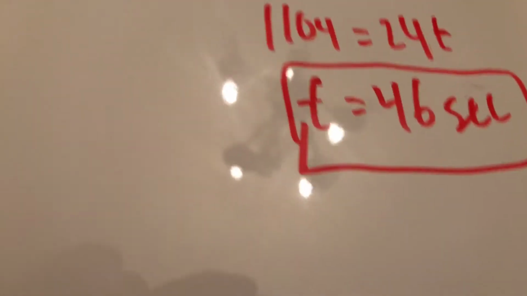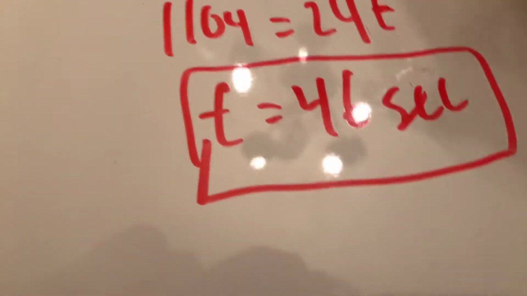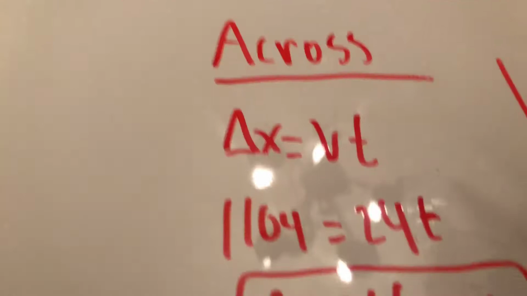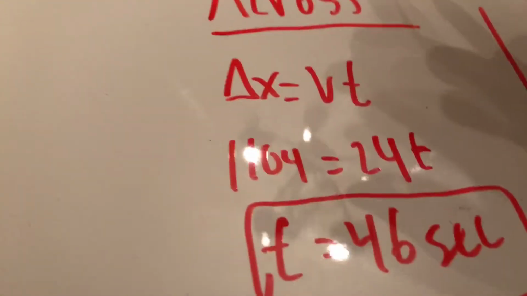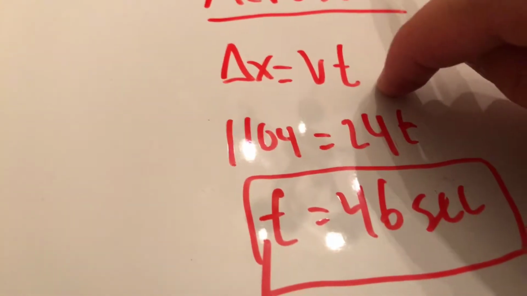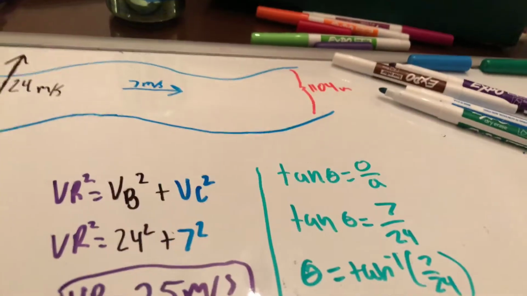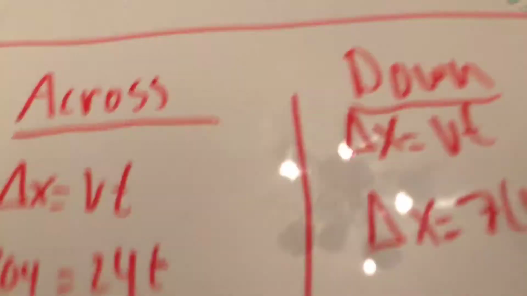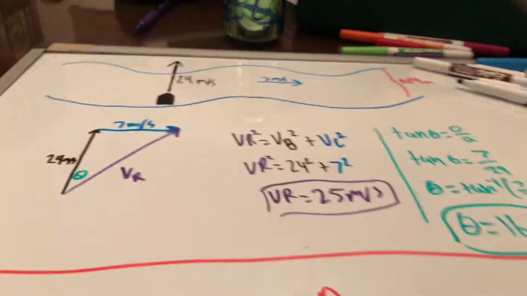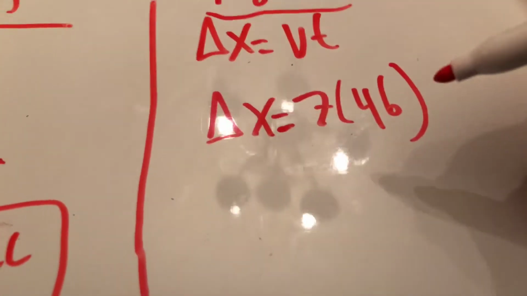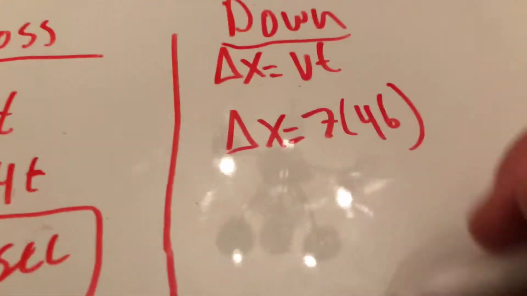Let me explain this so you know I know what I'm talking about. Across the river, the only velocity is being supplied by the boat, so that's why I use the velocity of the boat for the across-the-river distance. But going down the river, it's 7 meters per second, and the time I already found out. So delta x.